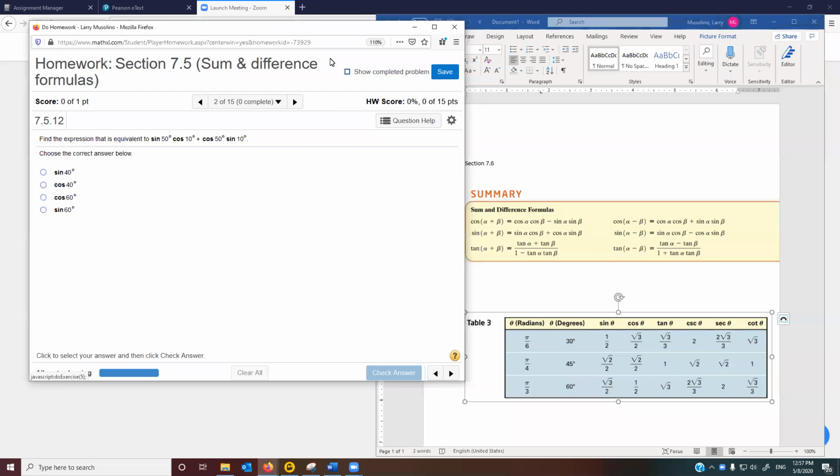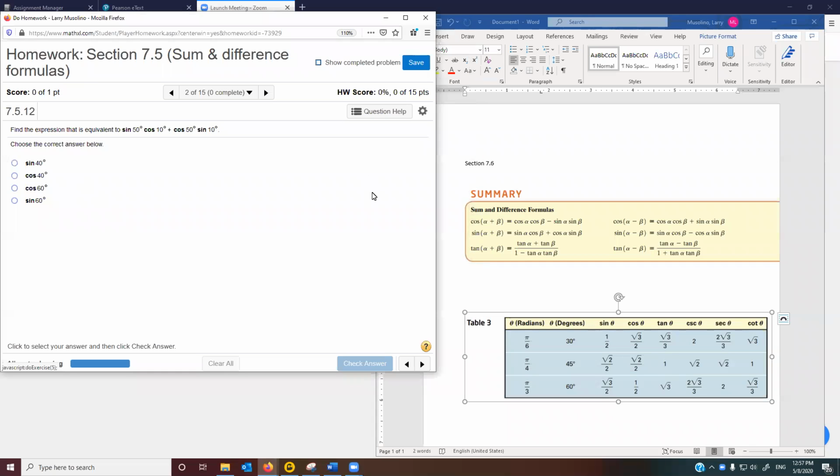All right, hi folks. I'm recording a video for Section 7.5 that has to do with sum and difference formulas. What that means is we are sometimes interested to analyze the sine or cosine or tangent of a sum of two angles. So let me give you an example here. Let's say we want to know the sine of two angles, we'll call them alpha plus beta.